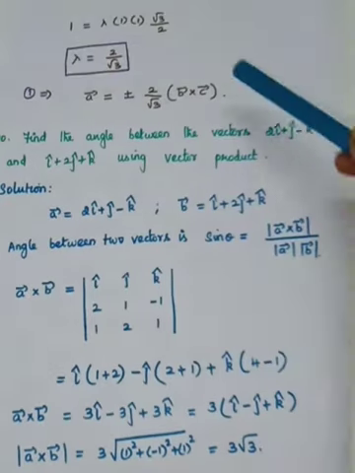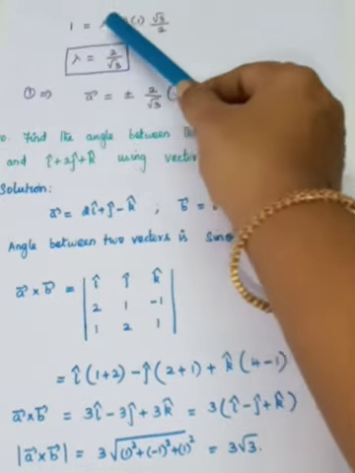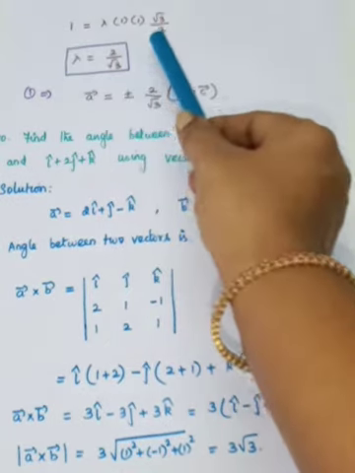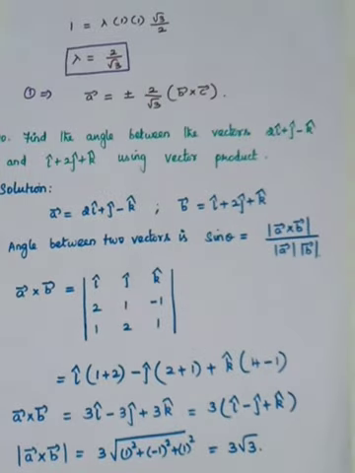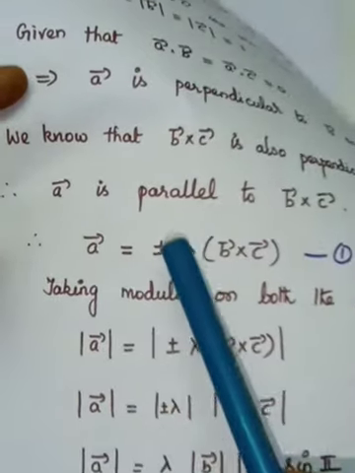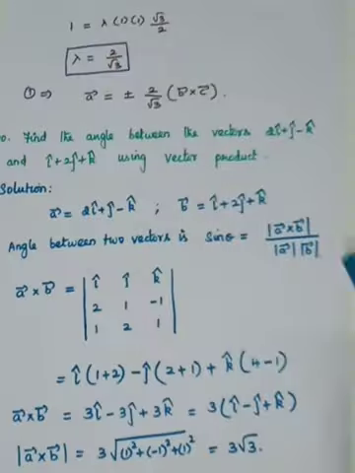What is sine 60 degree? That is root 3 by 2. So you multiply lambda into root 3 by 2. When you bring it to the left side, it is 2 by root 3. So lambda is equal to 2 by root 3. Now we substitute in the first result: A vector is equal to plus or minus 2 by root 3 into B vector cross C vector. So we have proved the result.